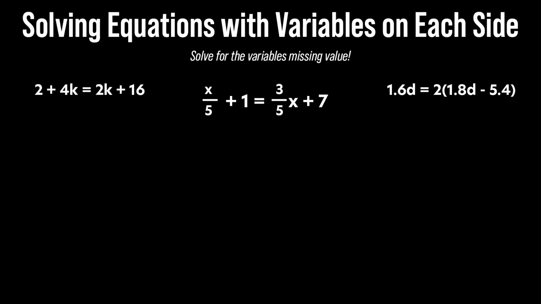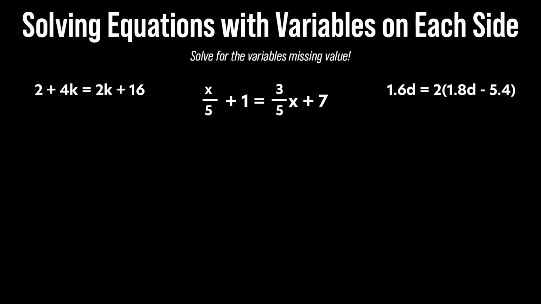Today, we're going to learn about solving equations with variables on each side. Solve for the variable's missing value. So what do you do when the variable in question is on both sides of the equation? An important property about variables is that you can subtract them from each other by subtracting the coefficients.